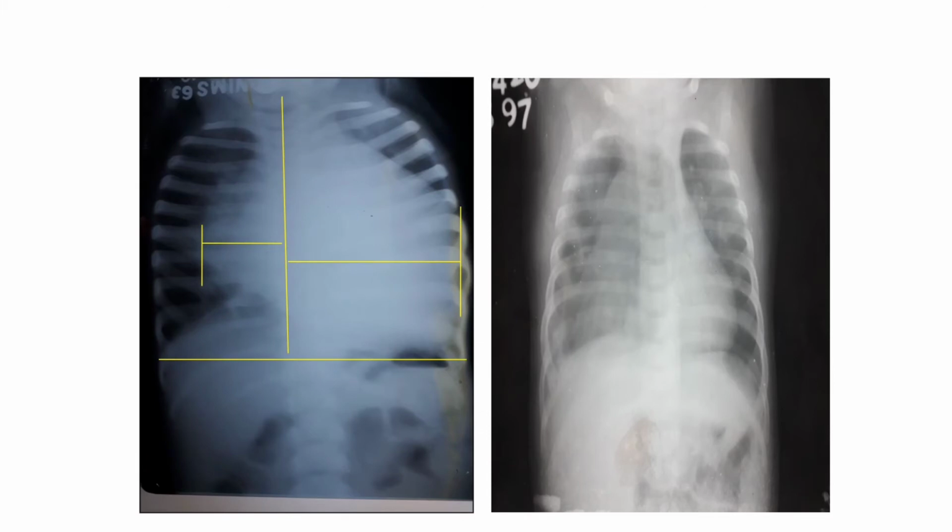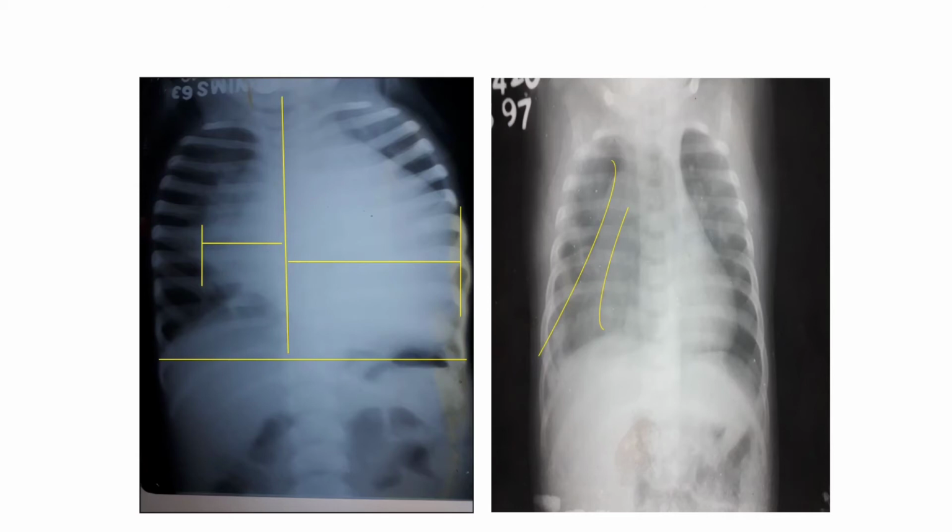If we take the A plus B divided by C, it is around 80%. While in this X-ray you may think this is the cardiac border, but if we look deeply, this is the pneumatic line and this is the cardiac line. So we should think whether it is the cardiac border or not. The cardiac border is this, so this is not a cardiomegaly.